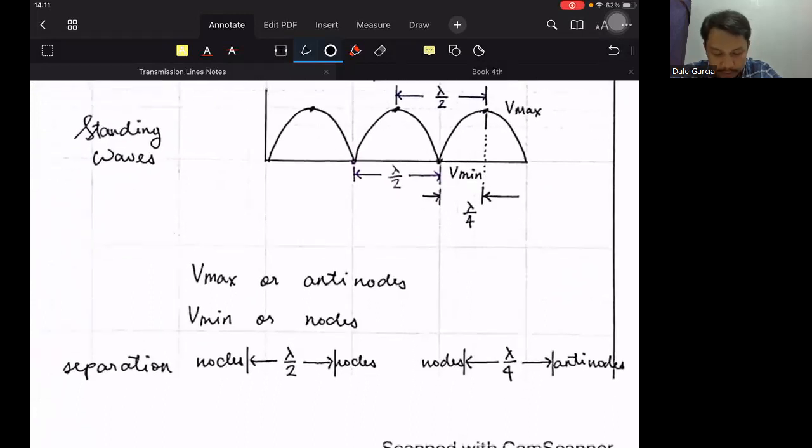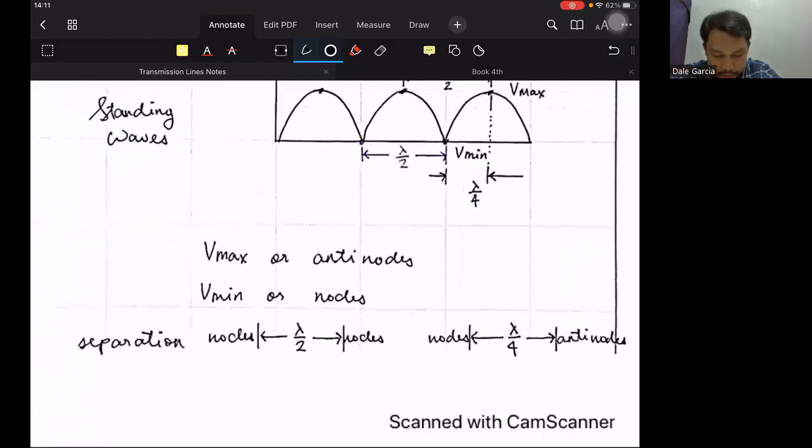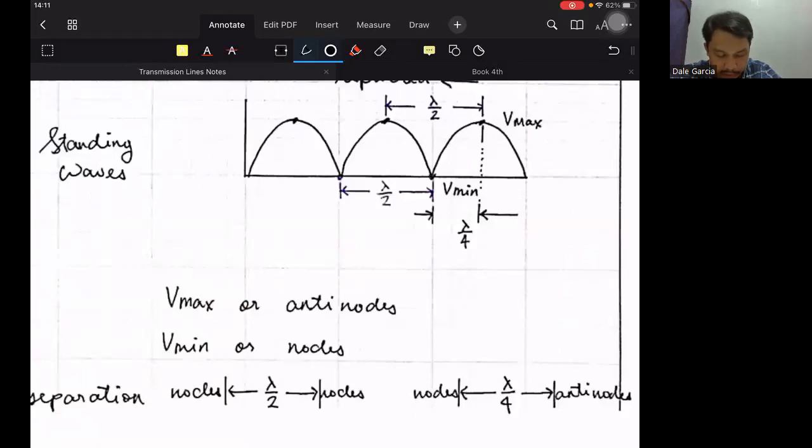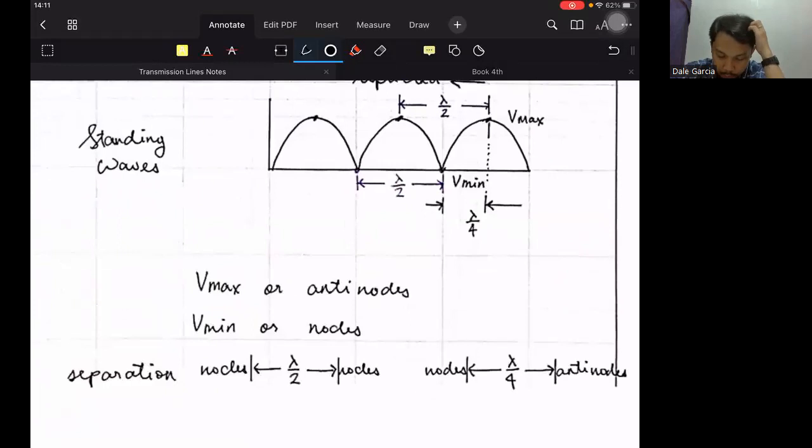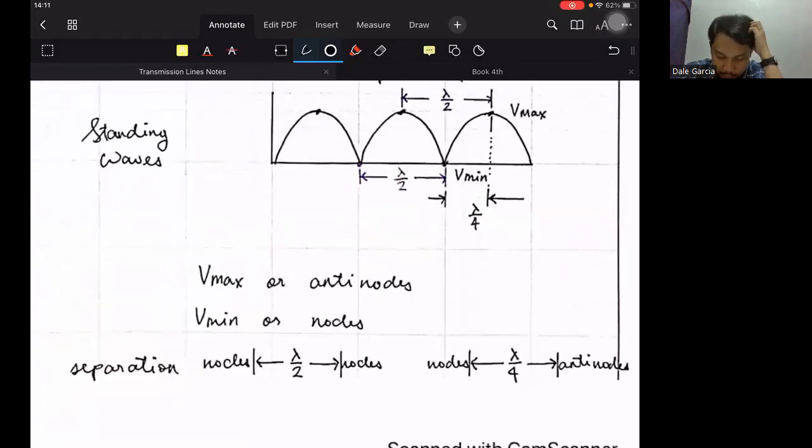So another term for Bmax is antinodes. Another term for Bmin is nodes. So the separation between node to node or antinode to antinode is 1/2 of the wavelength. And the separation between nodes to antinodes and vice versa is 1/4 wavelength.